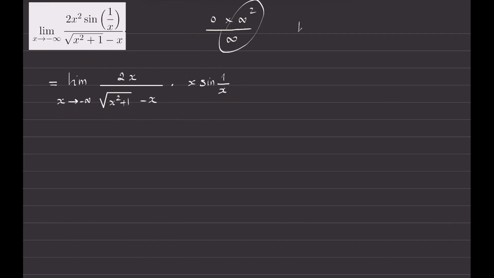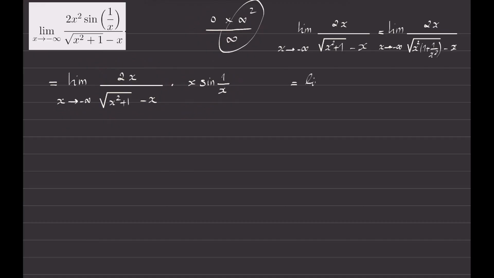So let me calculate the limit of 2x over the square root of x squared plus 1 minus x as x approaches minus infinity. From the experience you learned during the lesson, I just copy and paste the numerator, but in the square root I factor x squared out, so it becomes x squared times (1 plus 1 over x squared), and then minus x, as x approaches minus infinity, and then this becomes the limit. I copy and paste the numerator.